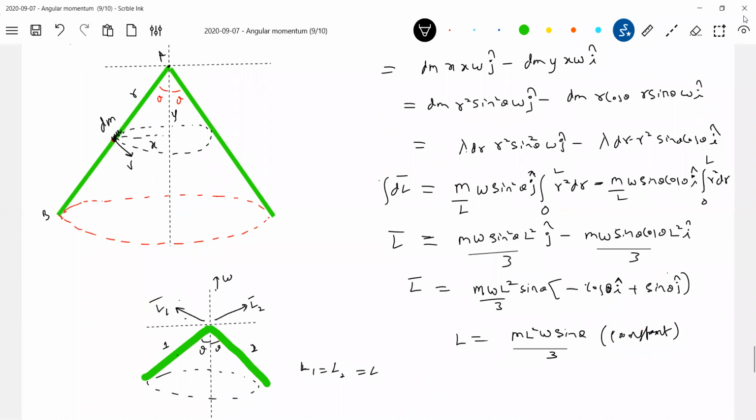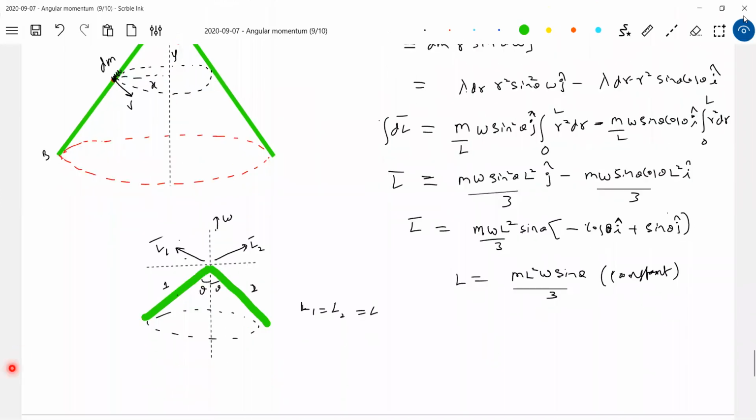Can you write the moment of inertia of this rod? Yes, I can find it out: ml square sine square theta by 3 into omega. Is that the answer? Check it. No. Try to understand the reason: L bar is not parallel to omega.